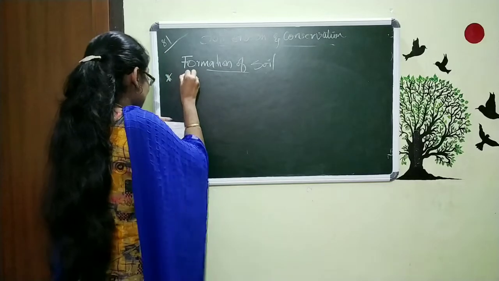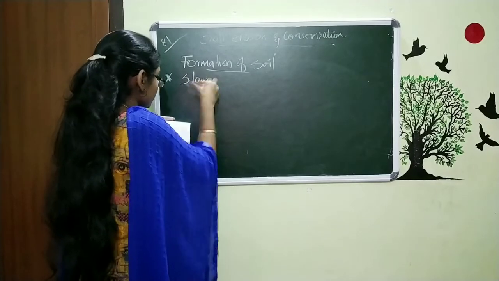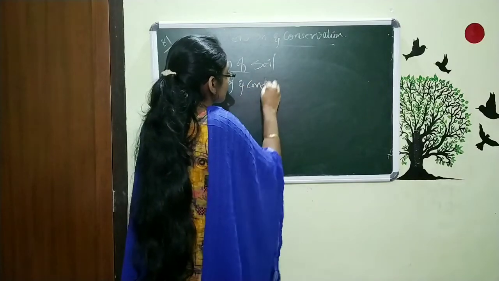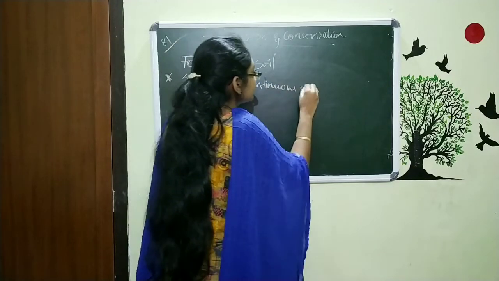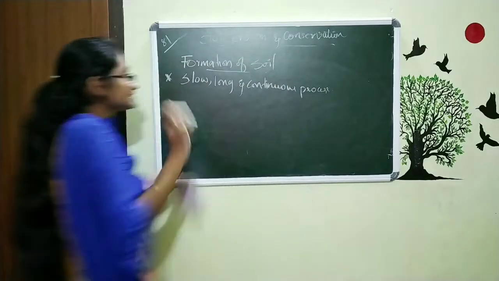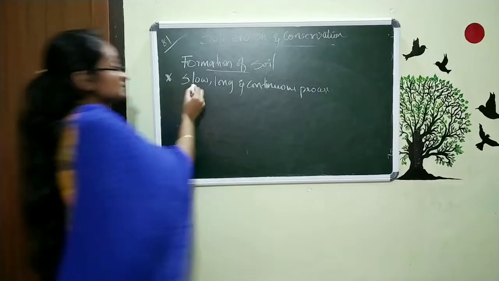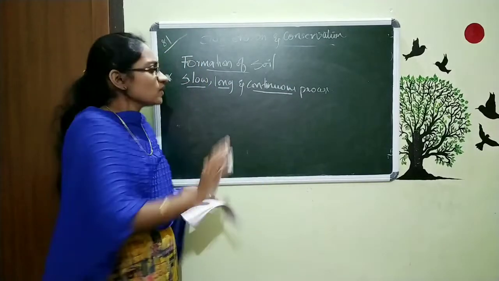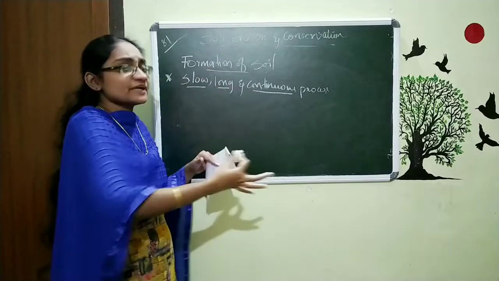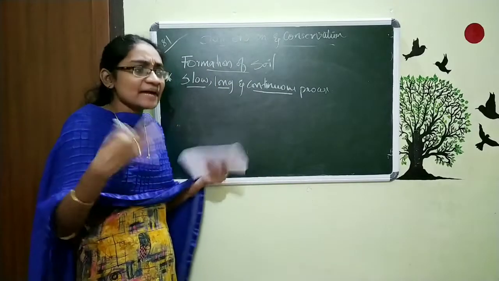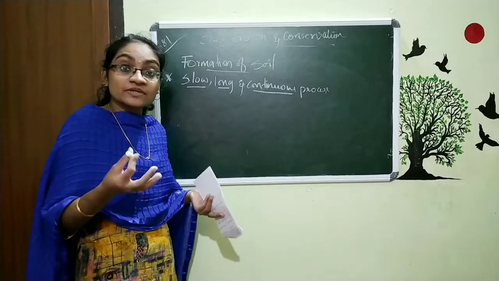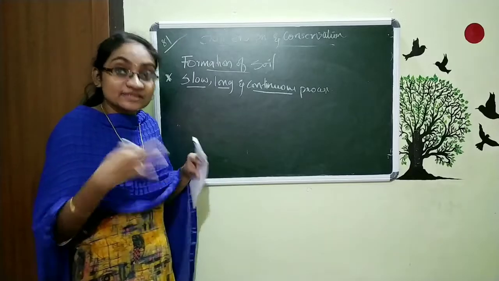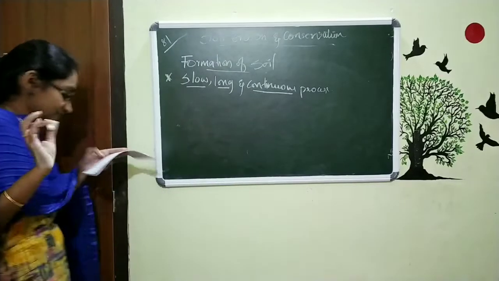So we can say the formation of soil is a slow, long and continuous process. That means it is very slow. It continuously happens. This formation of soil happens day by day. And now we can see the soil because that soil formed over a number of years. Millions of years it took, and therefore soil. So that's the first thing.